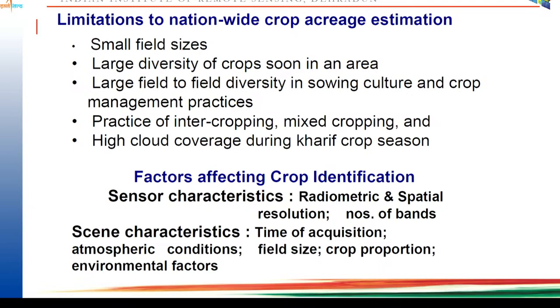So you will find sometimes wheat crop in different growth stages, and sometimes different crops with the equivalent growth stage. So spectral confusion may be there with the different kinds of satellite data.